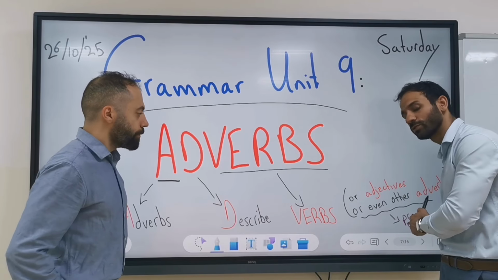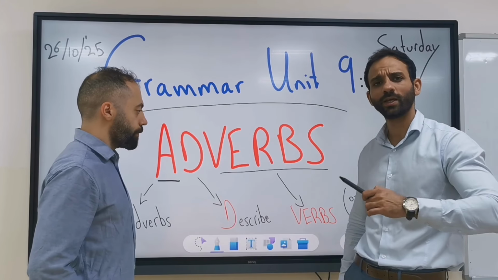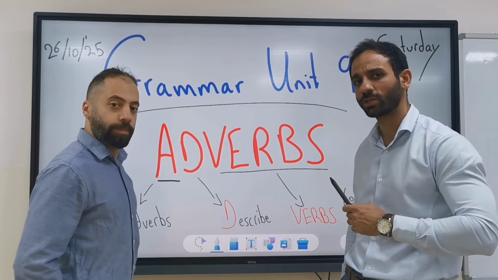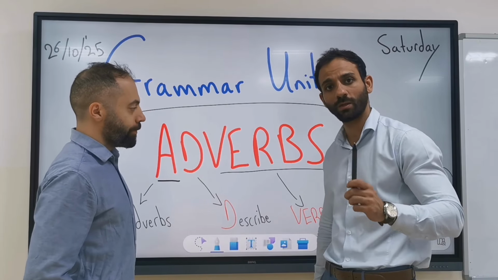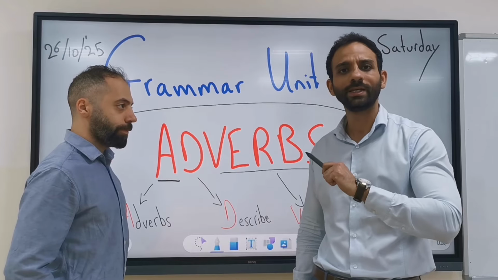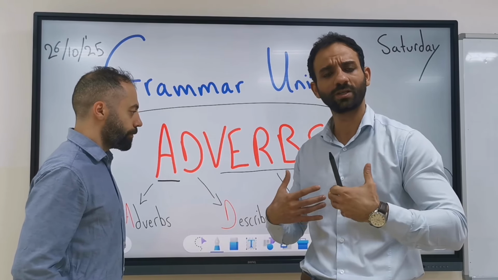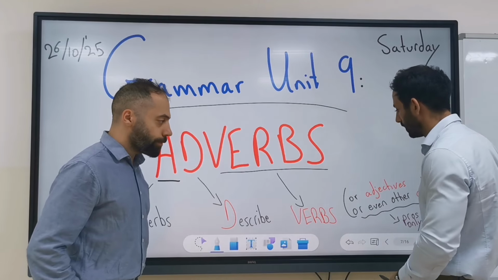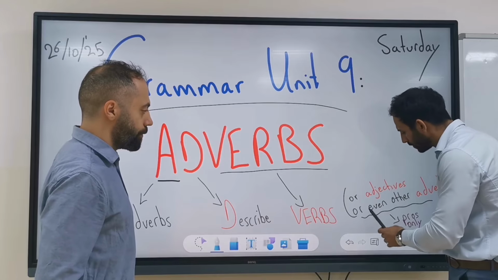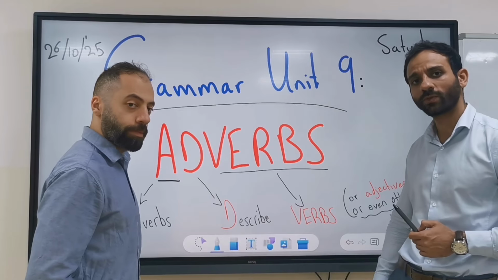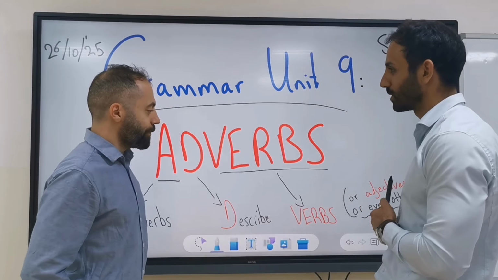Sometimes they describe adjectives. For example, this pen is very expensive. Expensive is an adjective describing the word pen in my example, and the very is adding meaning to that adjective, making it more intense, very expensive. So in that case, the adverb is describing an adjective. Or sometimes we also describe an adverb. We will see examples of that in the slides to come.